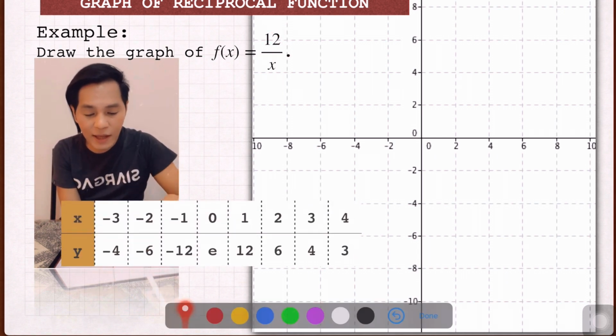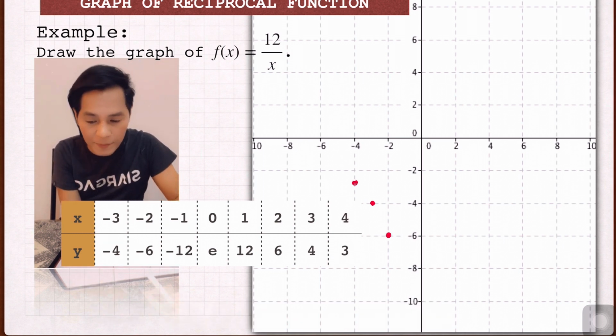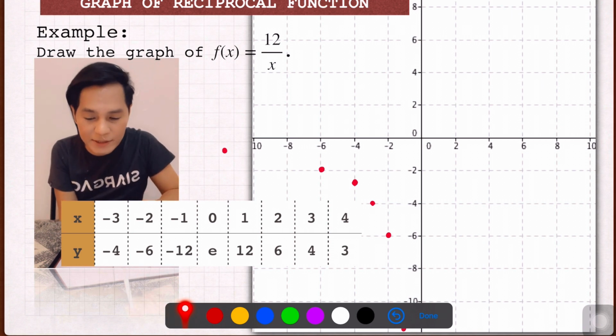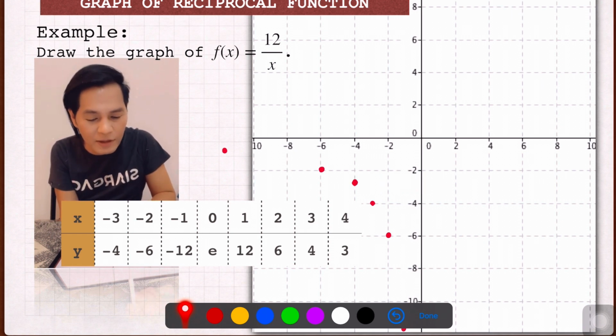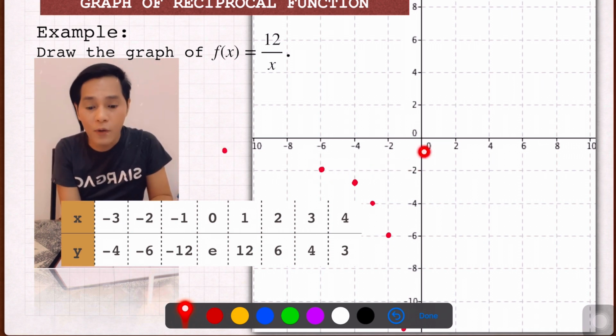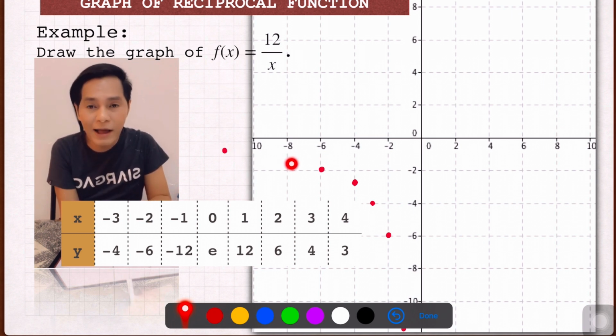Now, as you can see, there are only 3 points here on the negative side of the x-axis, which are negative 3, negative 4, negative 2, negative 6, and then negative 1, negative 12. But there are 3 more additional points. This is negative 4. When x is equal to negative 4, we have here negative 3. So I'm making use of numbers that are divisible by 12. So I'm having here negative 6, and that's negative 2, and then negative 12, which is negative 1. Why am I giving some additional points here? So that we can figure out how the graph looks like.